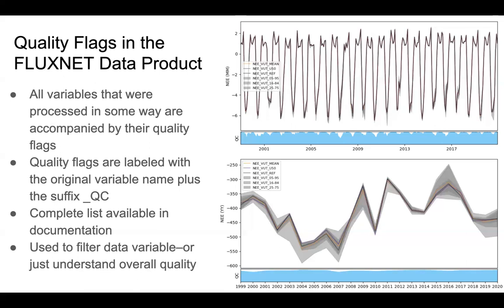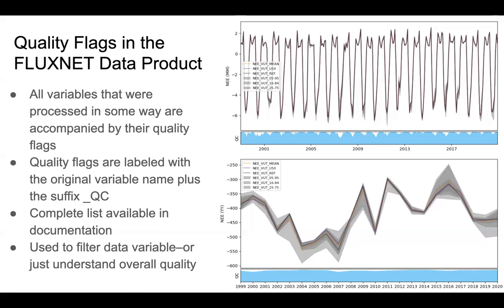So it is worth looking into these details, especially if you're doing an analysis with one or a small number of sites. So it's good to understand the exact conditions for that site. And the way to do that is just use these quality flags to filter data that were gap filled with low confidence, for instance, right?